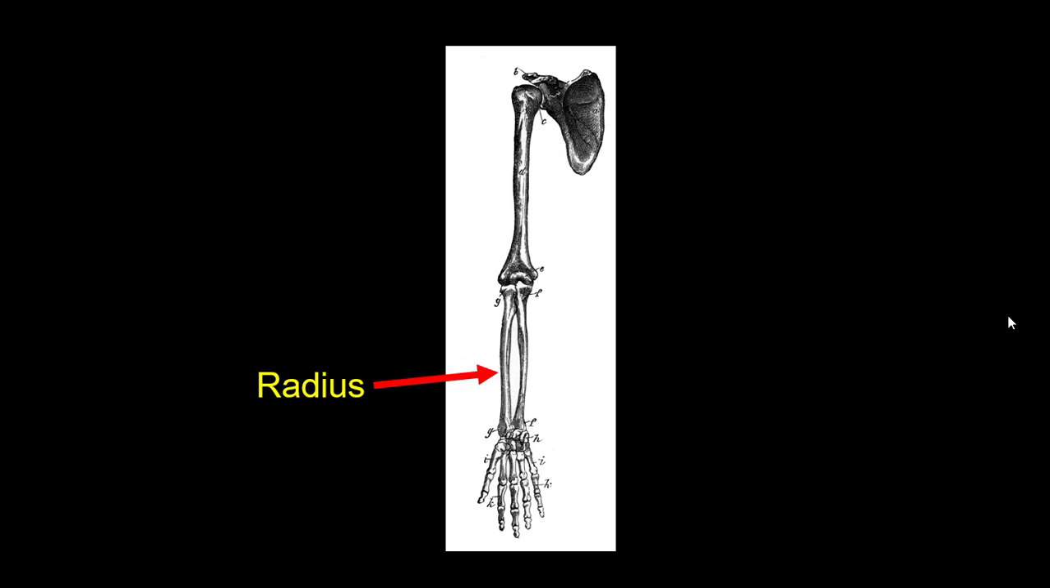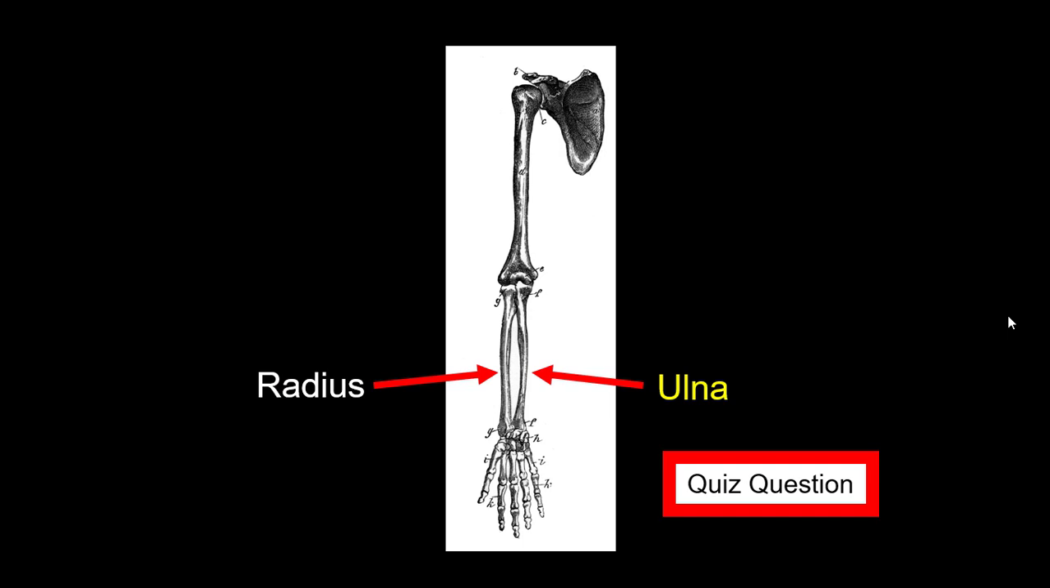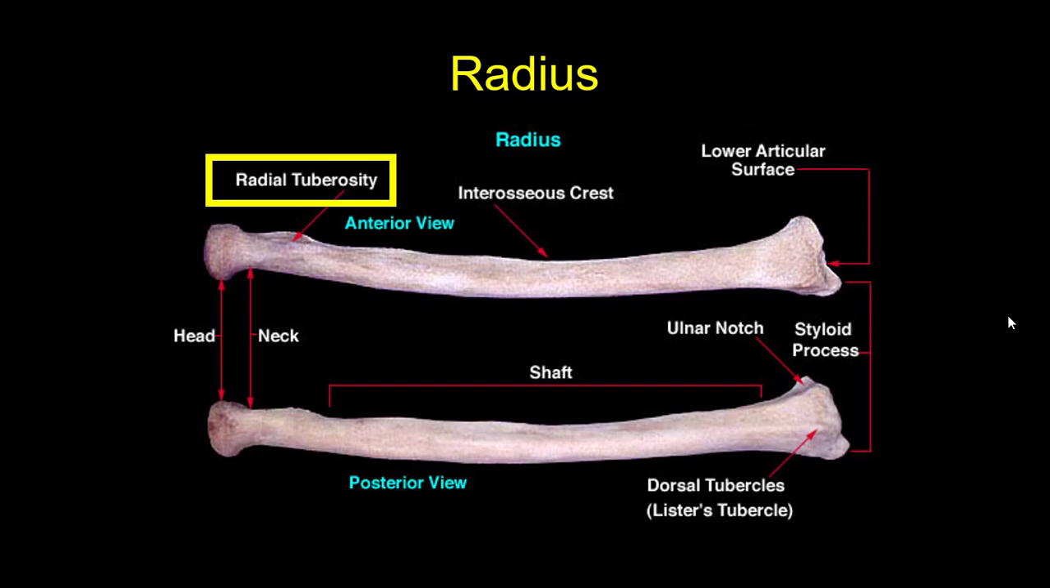Now, if I give you this on a quiz, you're going to think that one looks like the other. So pay attention to the differences between the radius and the ulna. Here is your radius. And it has a bunch of bumps, but I'm only going to focus on one that's named after the bone, the radial tuberosity. Radius has a radial tuberosity. And there's a nerve, by the way, that runs parallel to this called the radial nerve. Like, once you know your bones, you've got the first month of med school down.